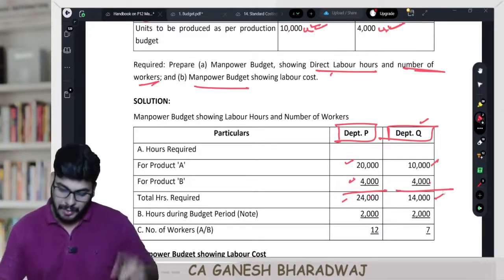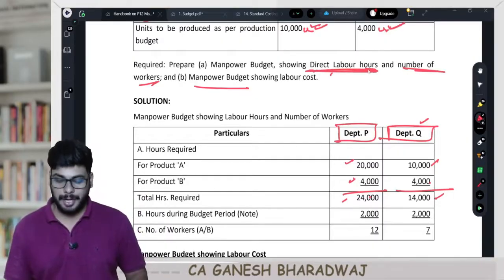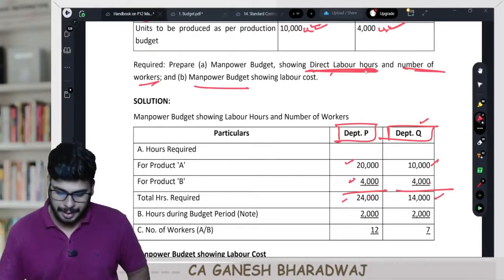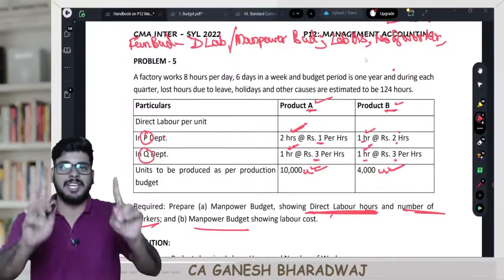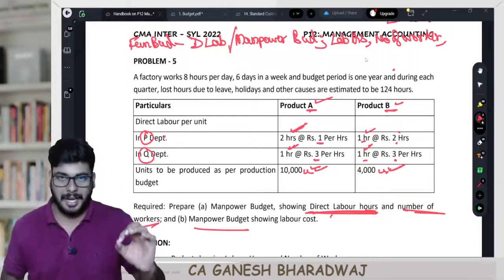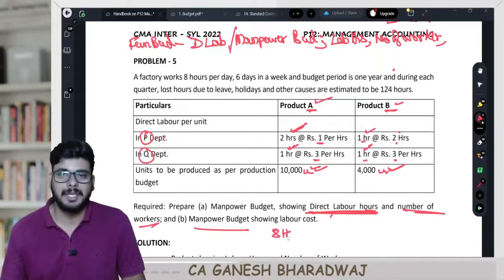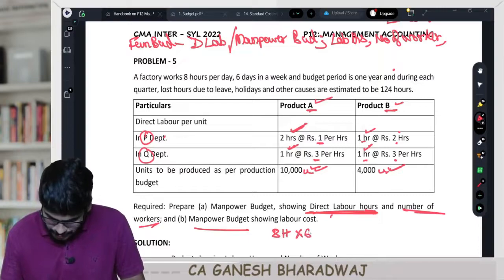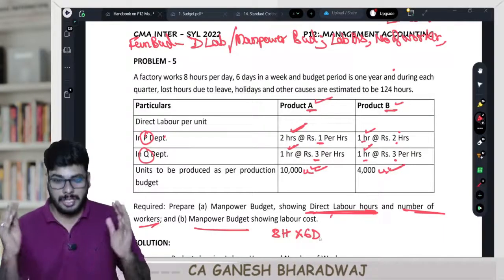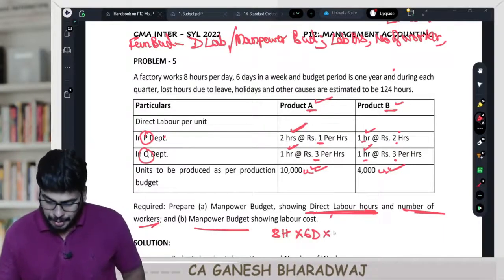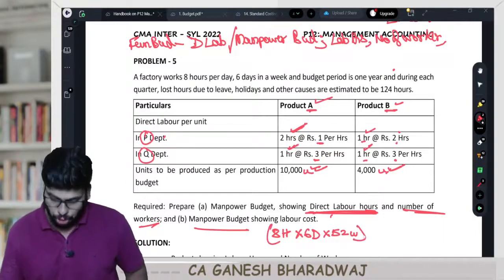Now, we have answered the first part of the question, which shows how many direct labor hours are required. Now, how many workers are required? That we need to calculate. In this question, they have mentioned that every worker will work for 8 hours in a day, and he will work for 6 days in a week. So this is about a week, and in a year, how many weeks are there? 52 weeks are there. So one worker can work for a total of so many number of hours.